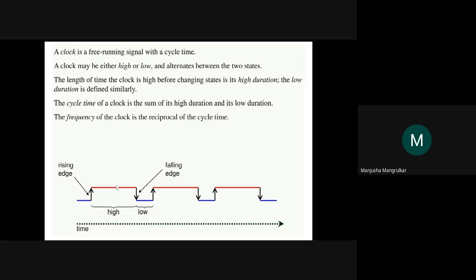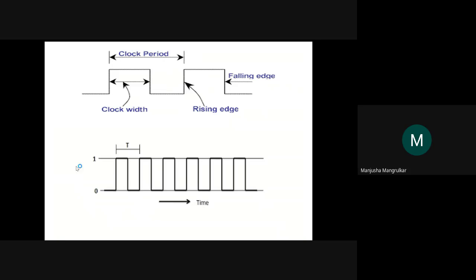So this is the clock exactly. How are we going to use it? This is one cycle, called the clock period. This is the clock width, the high time. As we know, if it goes up, it is a rising edge, and if it goes down, it is a falling edge. Coming down from high to low is a falling edge, and from low to high is a rising edge, right?